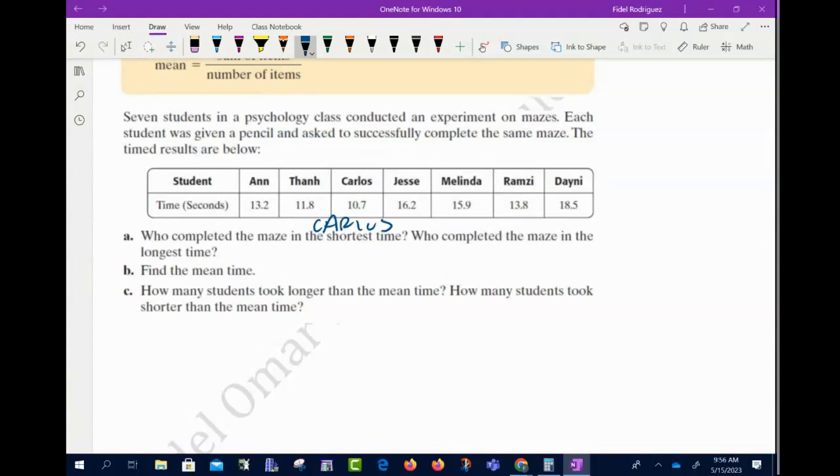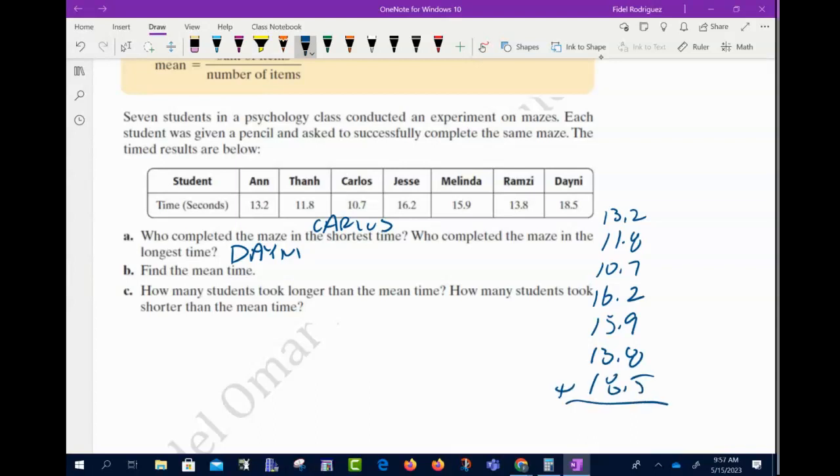Okay, who took the longest time to get the maze done? Danny, right? Danny had the longest time. Okay, find the mean time. So y'all, the way we're gonna find the mean time is we're gonna take those numbers, 13.2, 11.8, 10.7, 16.2, 15.9, 13.8, and 18.5, and we're going to add them up.